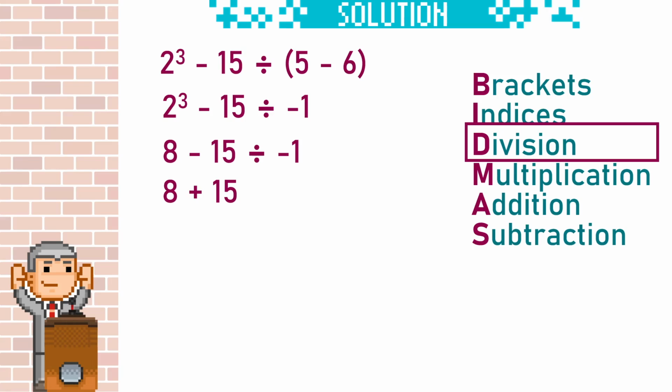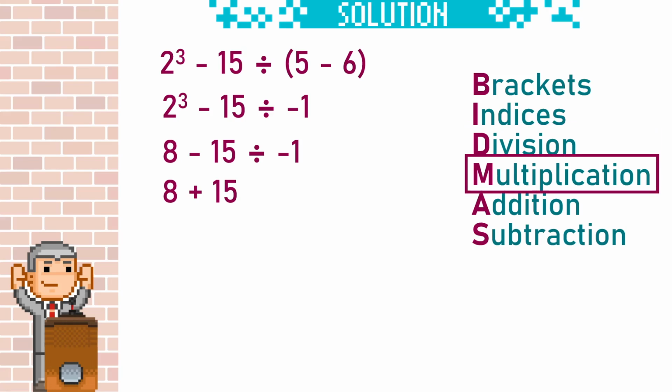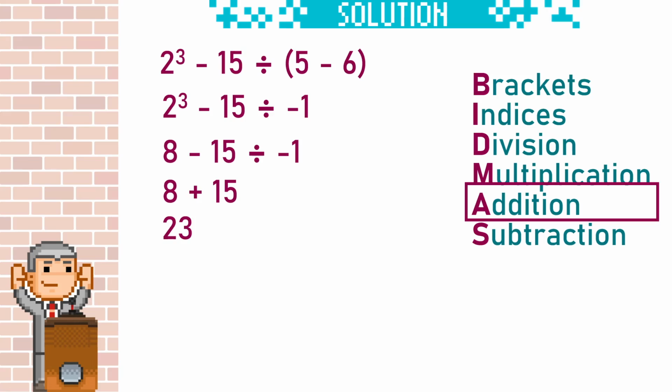Next, we ask ourselves, are there any multiplications? No. Then, are there any additions? Yes. 8 plus 15 is going to be 23. And then finally, are there any... Oh, hang on. We've got the answer.